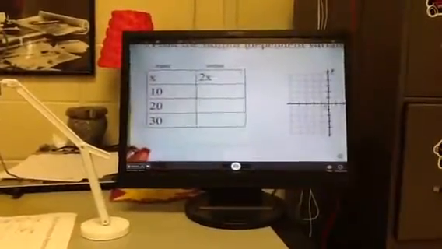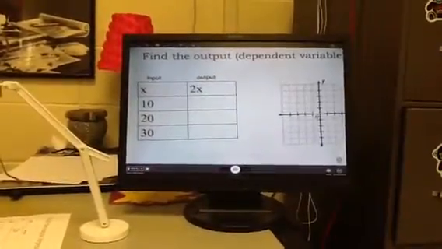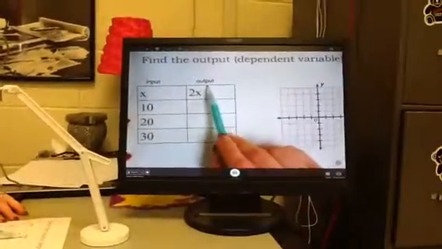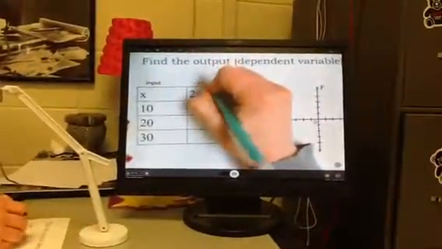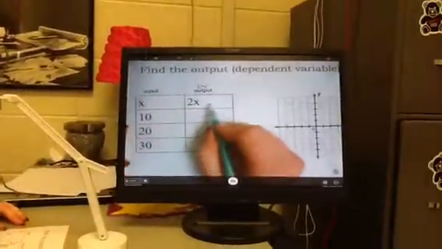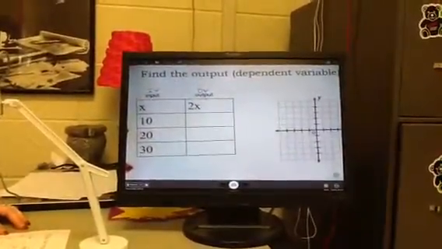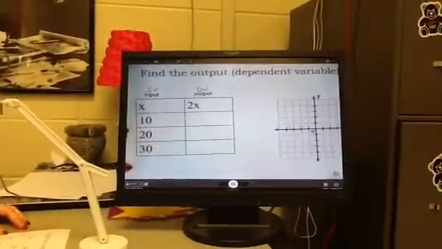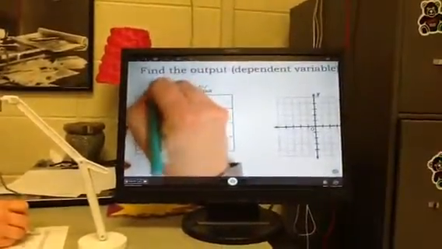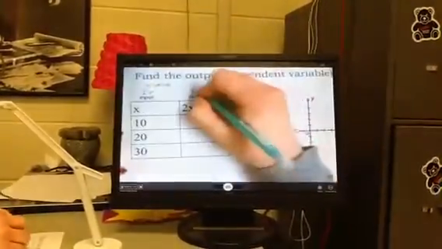So if I look at this example, I'm going to find the output. We need to always remember that the output is the dependent variable. So this is going to be the dependent. I'm going to label it dv for dependent variable. So if this one's the dependent, then this one also has to be the independent variable. But if we remember from looking at tables and graphs at the beginning of the year, this side is also your x value, and this side is also your y value.